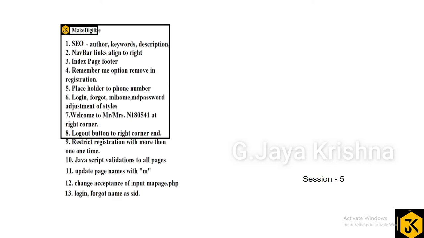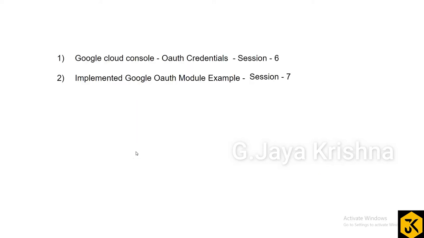And in the fifth session, I have gone through various improved modifications to all that we did up to the fourth session, like SEO optimization, how to add the logo, how to add the title, and updating page names, and how to generate JavaScript validation. All these things we have seen in the fifth session. And in the sixth session we have seen how to create OAuth credentials, and in the seventh session we have implemented a Google OAuth module example.